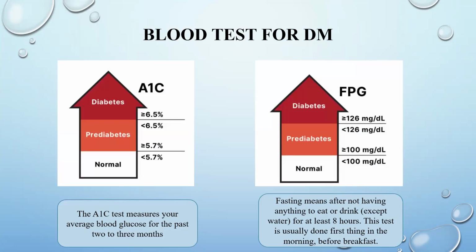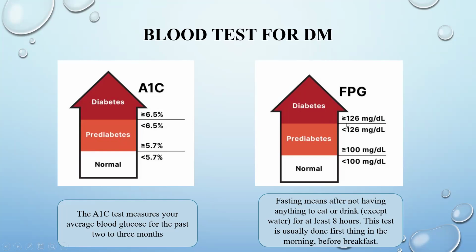The HbA1c test measures the average blood glucose of the past 2 to 3 months, and it has these ranges. If the HbA1c level is less than 5.7%, it is considered normal, while levels of 5.7 to 6.5 are considered pre-diabetic, and levels greater than 6.5% are described as diabetes. These are the guidelines from the American Diabetes Association, and the reference is given at the end.